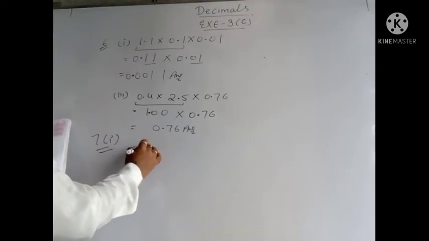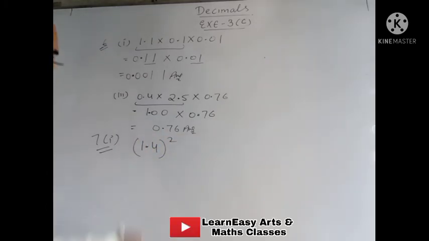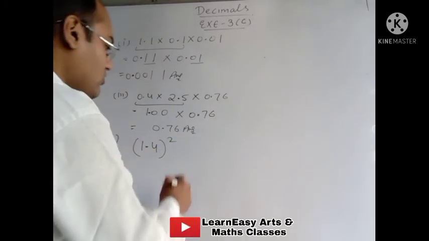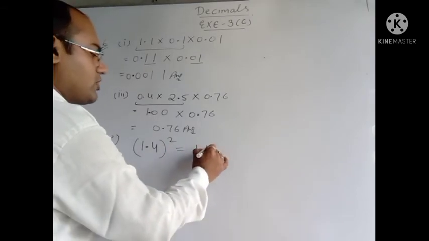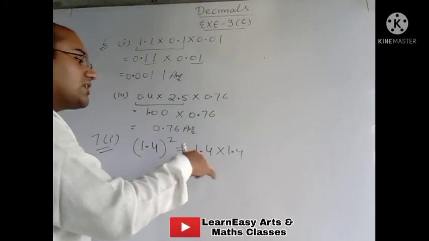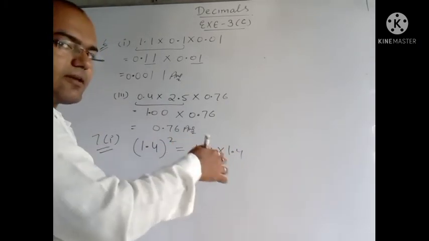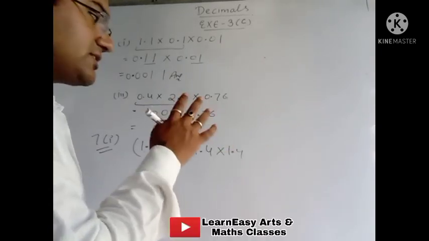Here it is written 1.4 whole square. What is the meaning of this whole square? Whole square means you have to multiply this number 2 times. If power 3 will be there, then we have to multiply it 3 times. Whatever power will be there, that many times we have to multiply the same number.